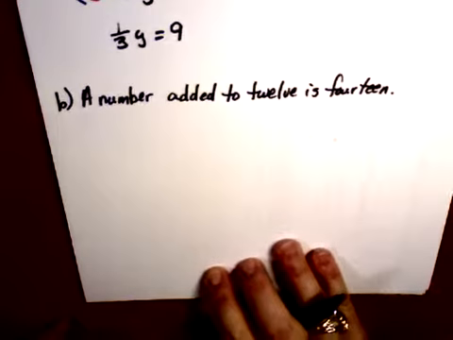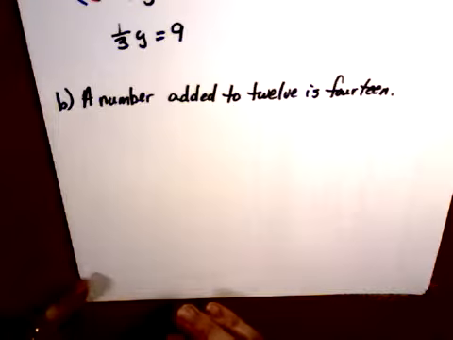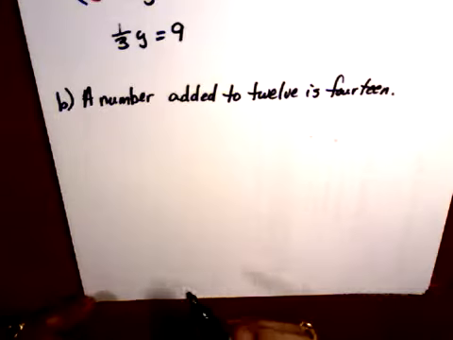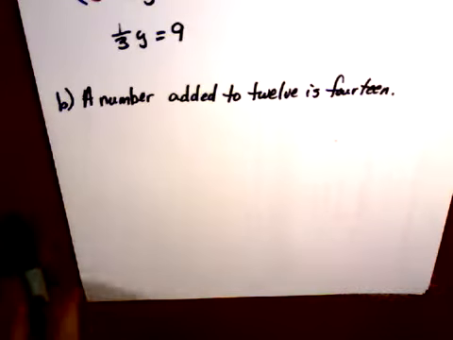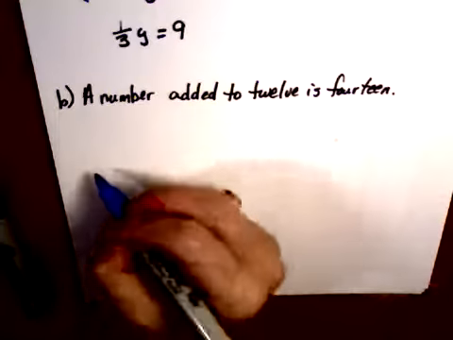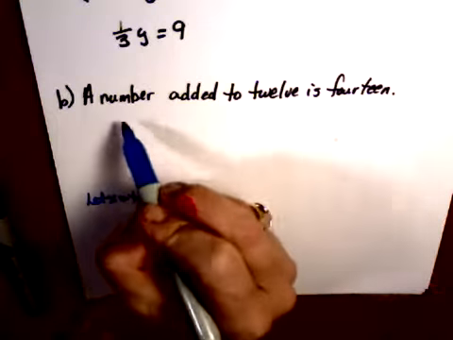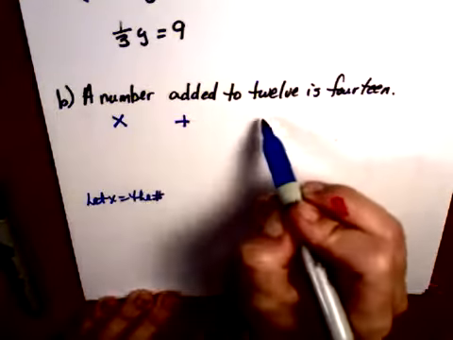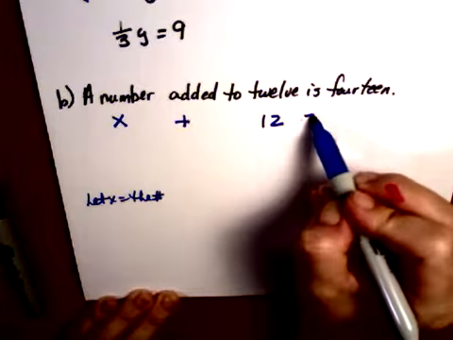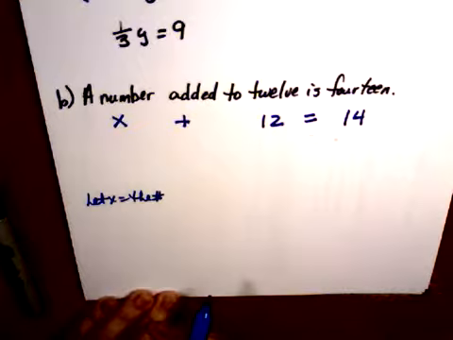Let's go to the last one. A number added to 12 is 14. Now this is what I call a straight translation. A number, let's let x equal our number. A number added to 12 is 14. Take it one little bit at a time and you can get a translation from English to mathematics.